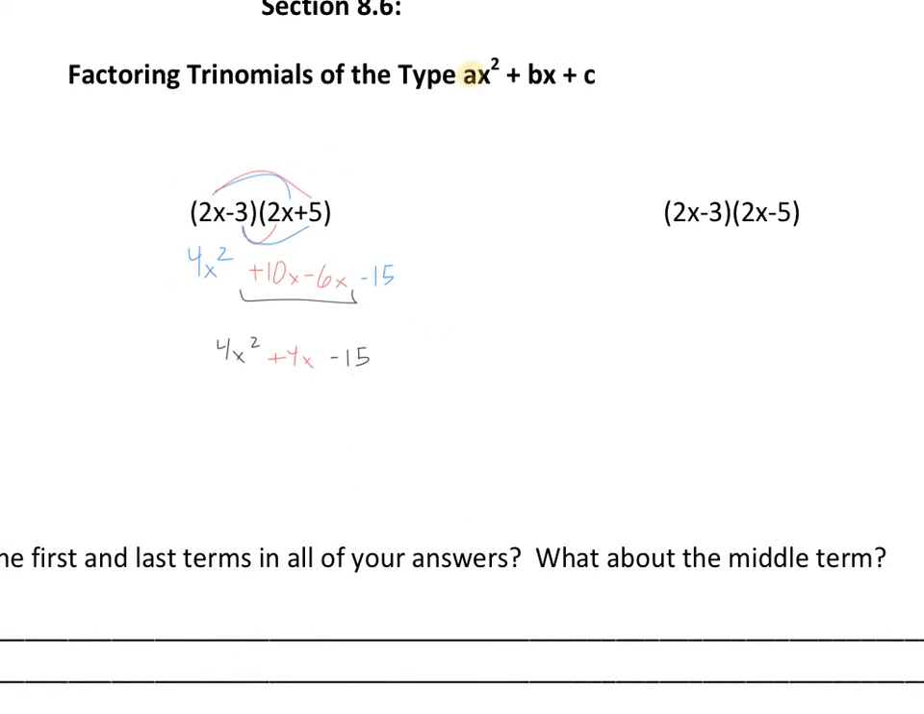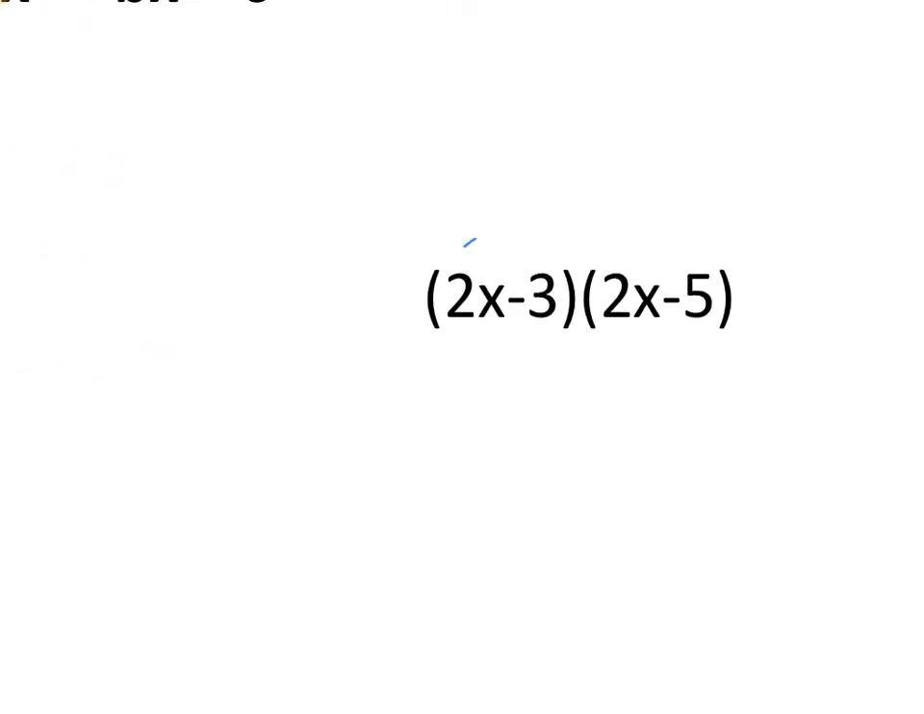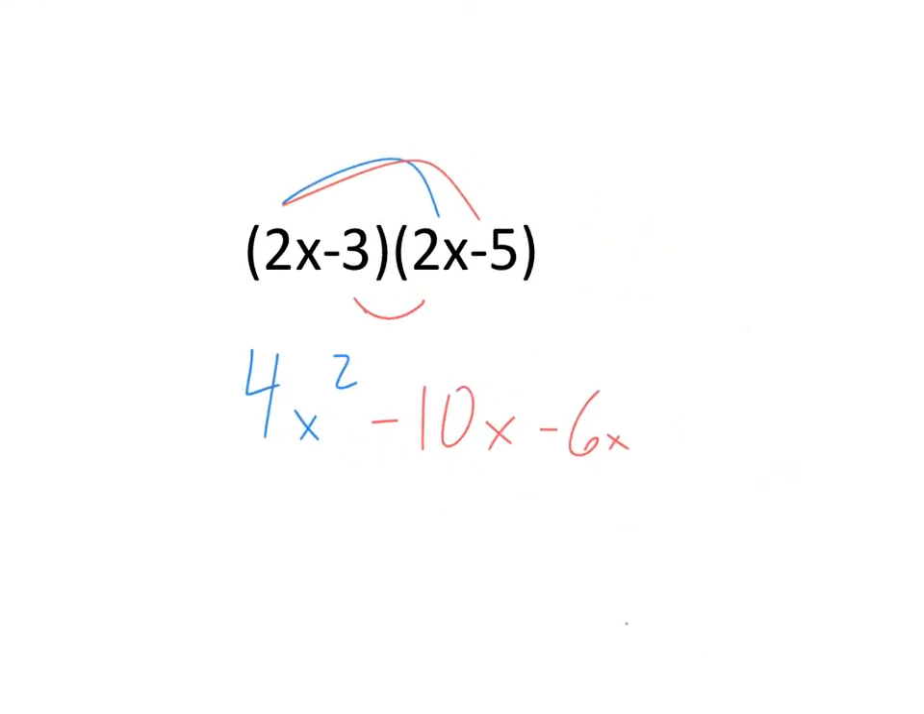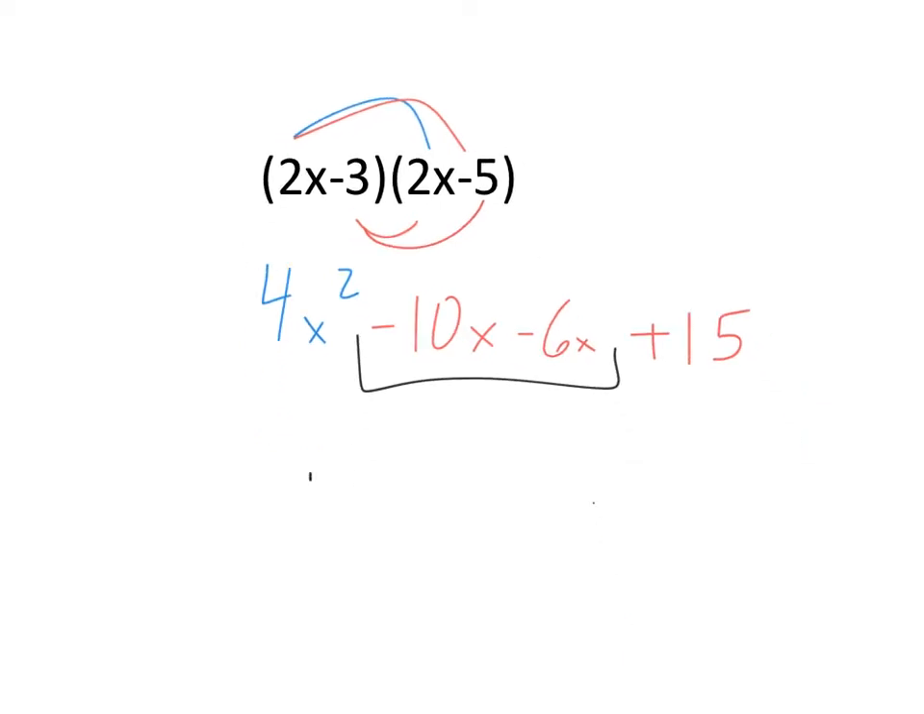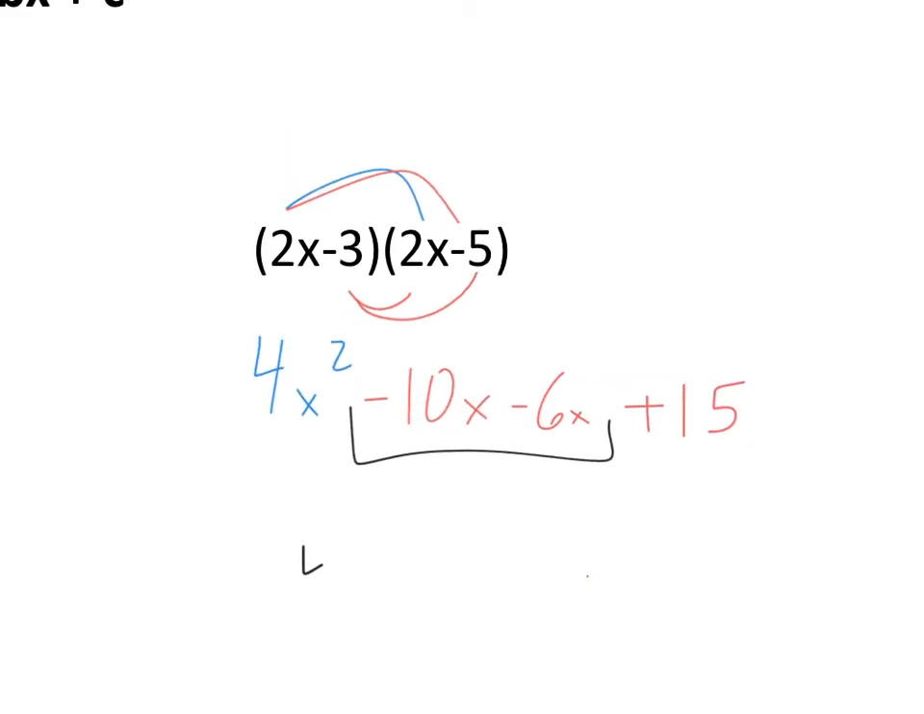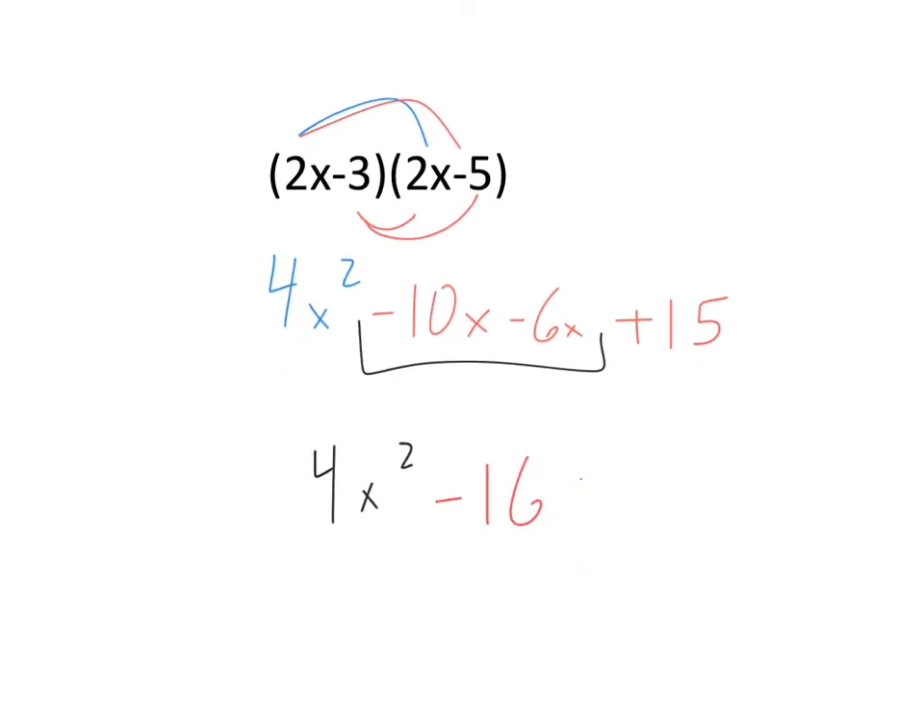And then one final. We get 4x squared. We'll get a minus 10x, a minus 6x, and a plus 15. Now, when I put those like terms together, we'll have 4x squared minus 16x plus 15.